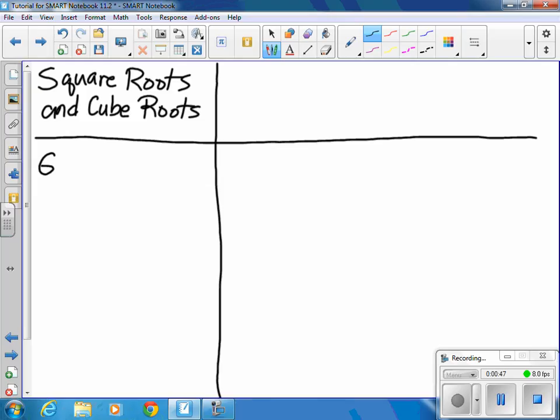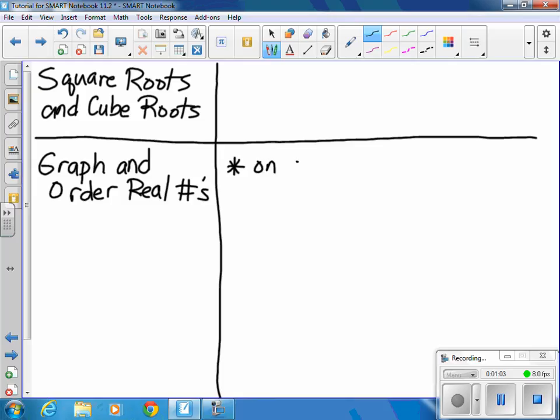The first thing we need to be able to do is graph and order real numbers. And the reason they say real numbers is because there are irrational and rational numbers in the set. When we graph these real numbers, it is always going to be on a number line. And your set of numbers is going to be out of order. So the first thing you're going to have to do is put it in order before you can attempt to graph it on that number line.